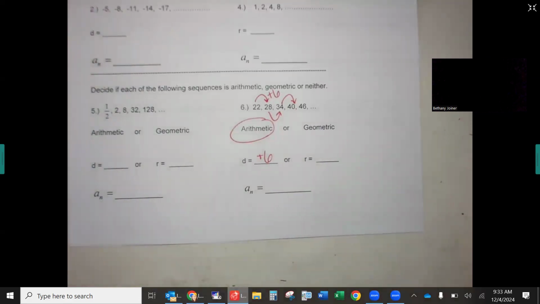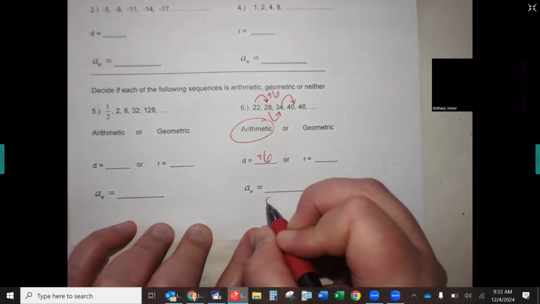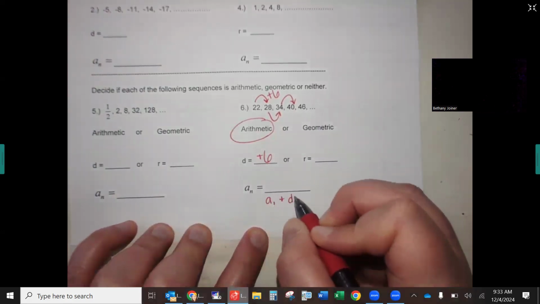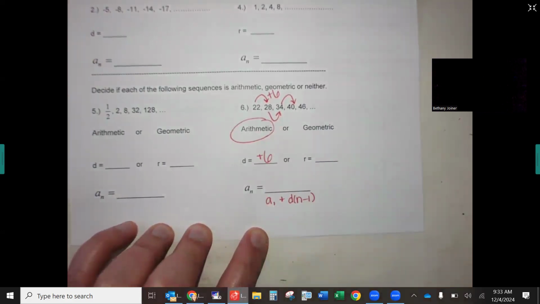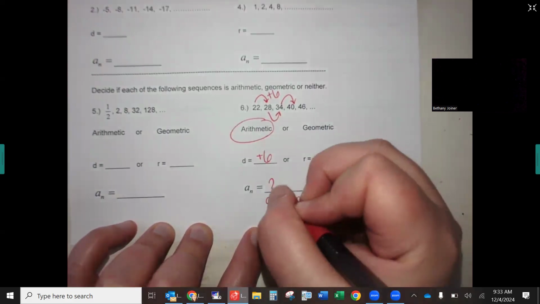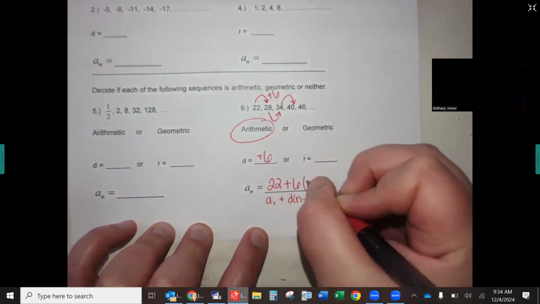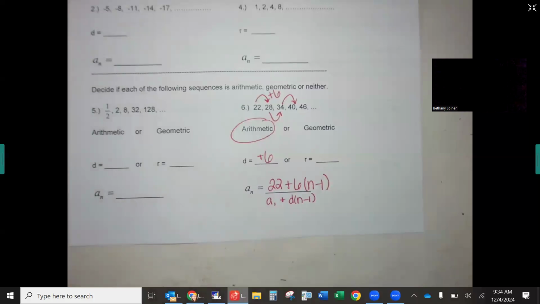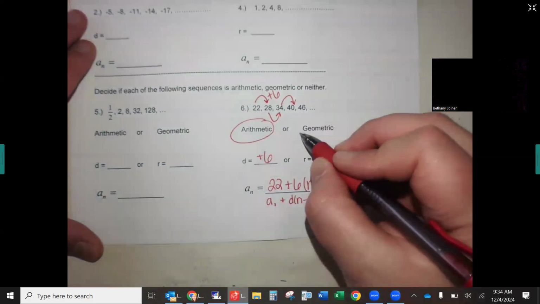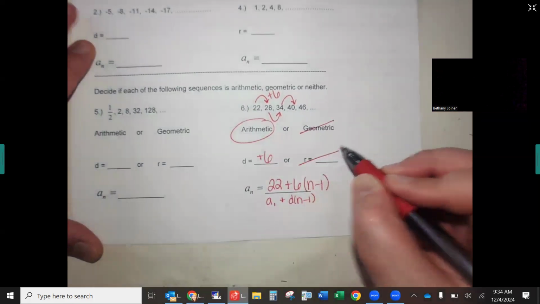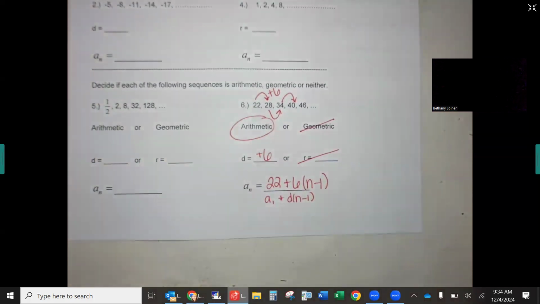Okay, then from there, I'm going to write my function rule, which is going to be A1, we just wrote it at the top of your paper, plus d(n minus 1). So my A1 is what number? 22 plus 6(n minus 1). Okay, now it's not geometric, so you don't have an R. Remember, you're picking one or the other. If it's arithmetic, it has a difference. If it's geometric, it has an R.